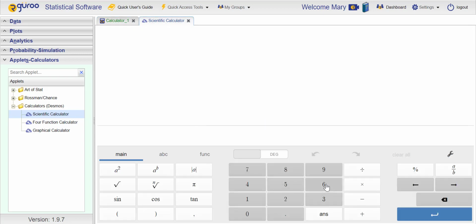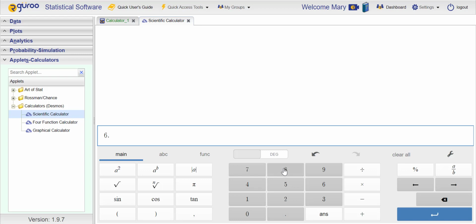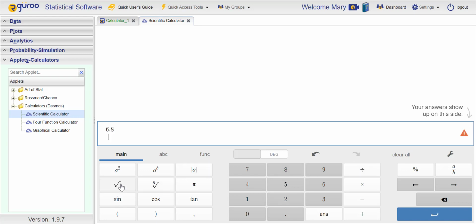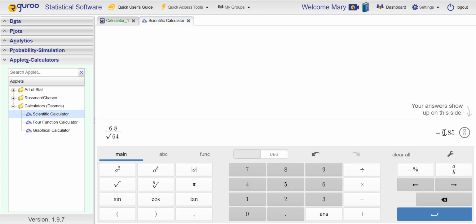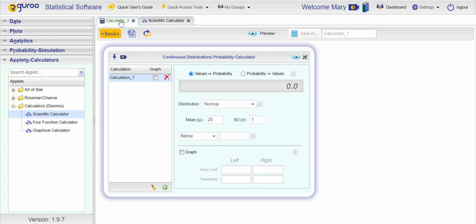But I'm going to use the calculator to figure out my standard error. So I'm going to type in 6.8 divided by the square root of 64. And on the right-hand side, you can see that this is 0.85. And so what I'm going to do is I'm just going to copy it, and then I'm going to toggle back over here to my continuous distribution probability calculator, and I'm going to paste it into my standard deviation. Now, obviously, I can type in 0.85, no big deal, but a lot of times when you do this calculation, there's a lot more digits, so it's definitely easier just to cut and paste there.